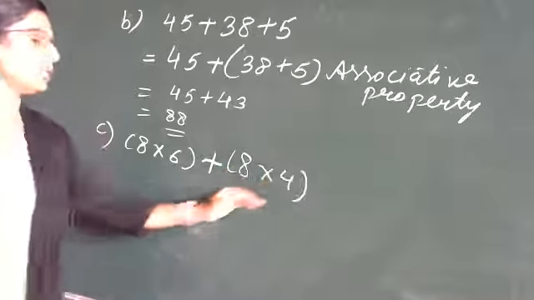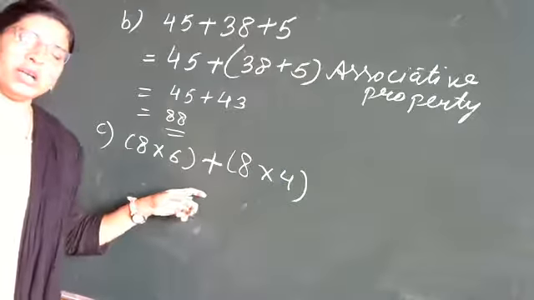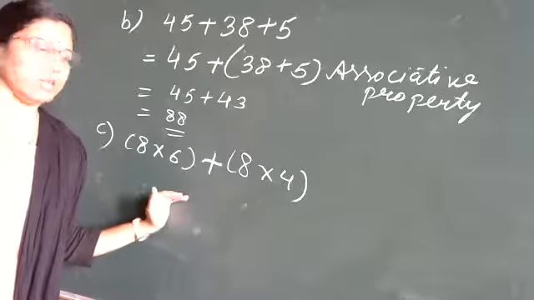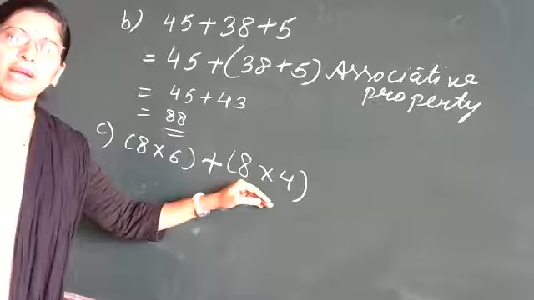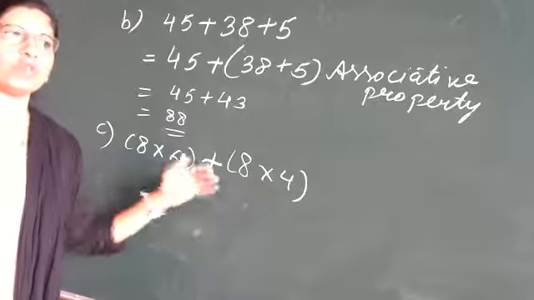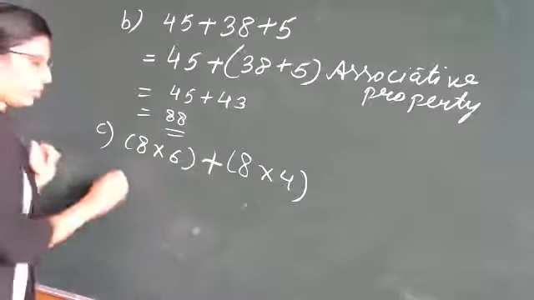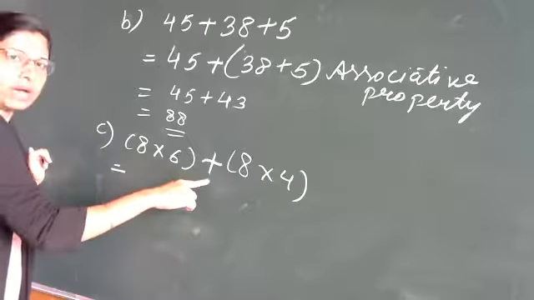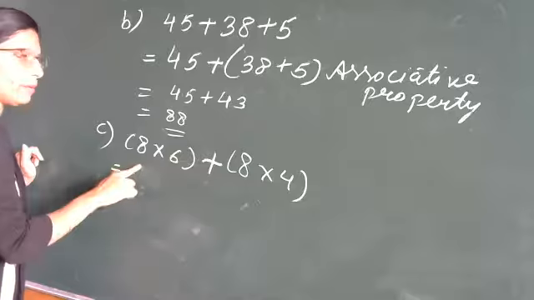Which property is used here? They have already distributed it. 8 is multiplied with 6 and 8 is multiplied with 4. So they have distributed and given. So here that is distributive property of multiplication over addition. Now multiply.